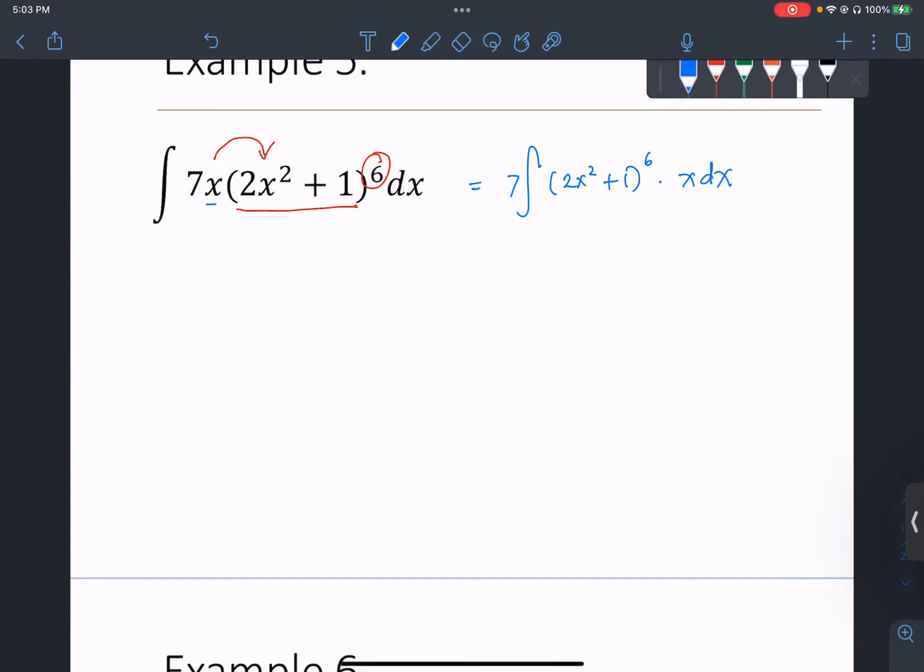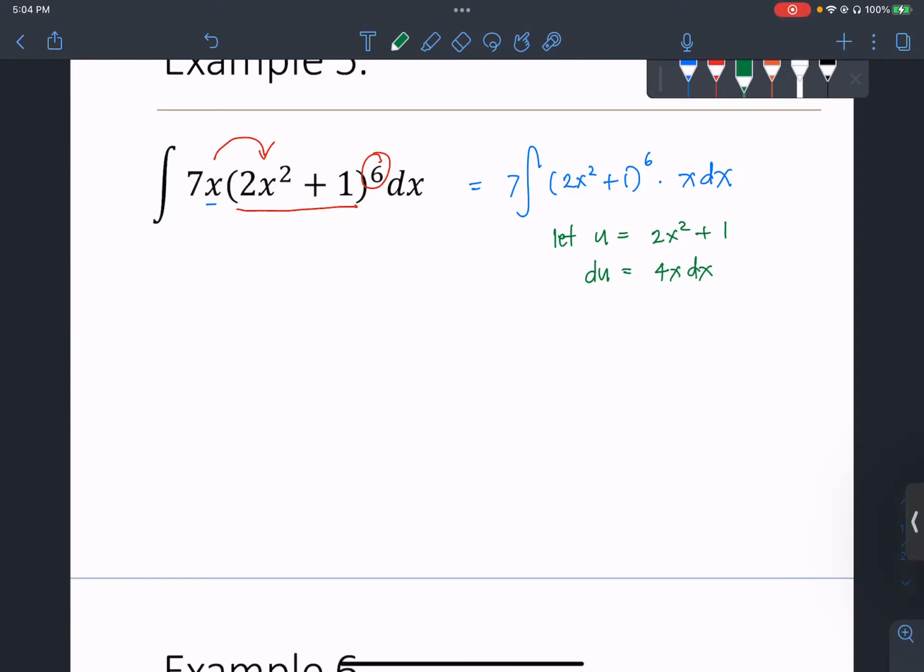So unahin ko yung may power. Kasi usually, pag nag-let ka ng u, yung may power, yun yung u mo. Okay? Kasi u will become 2x squared plus 1. And pag dinerive ko ang u, so which is du, so that will become, 2x squared will be 4x dx. Derivative ng 1, 0. So derivative ng 2x squared, 4x dx. Okay.